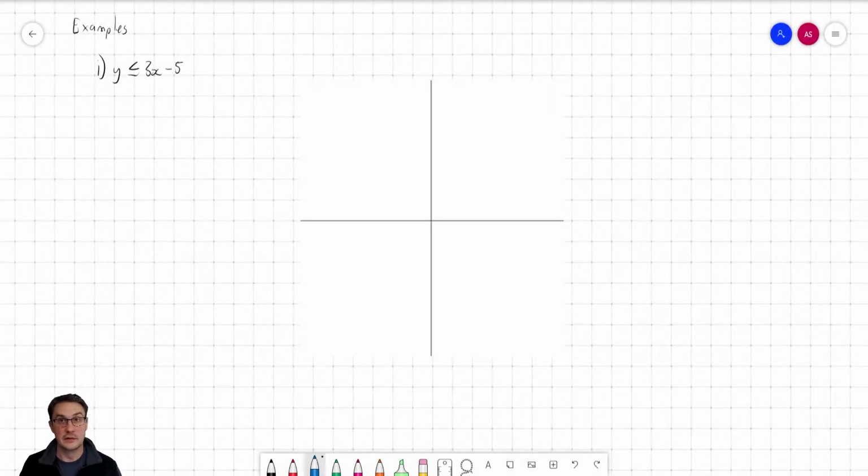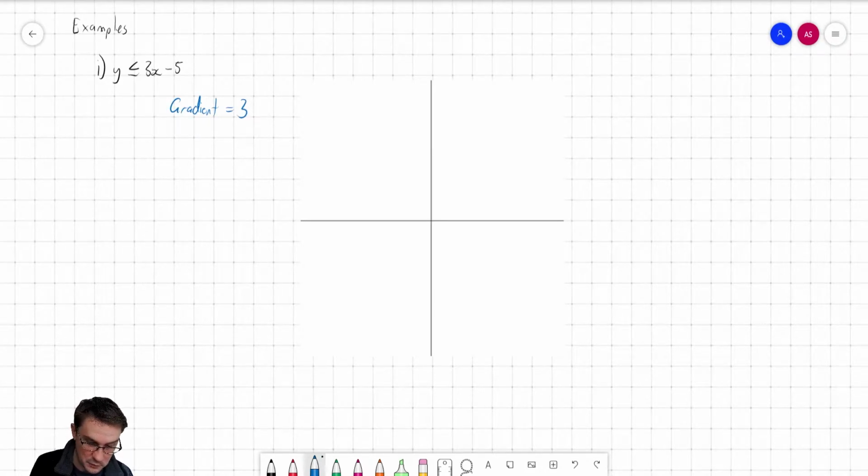Amazing people. What we're going to do now is work through and draw some of these linear inequalities. For this first example, we've got y is less than or equal to 3x minus 5. The first thing I want to do, because of its format, is work out its gradient. I know that the gradient of this line is going to be 3, so it's going to be positive.